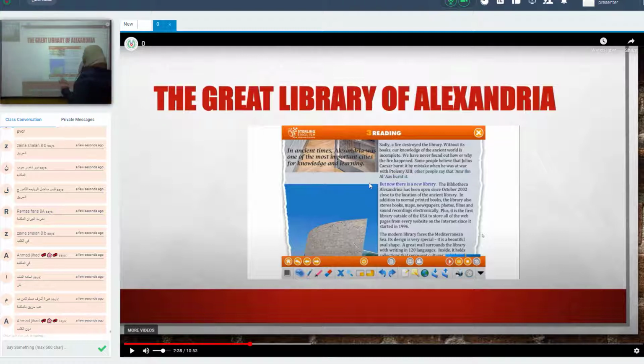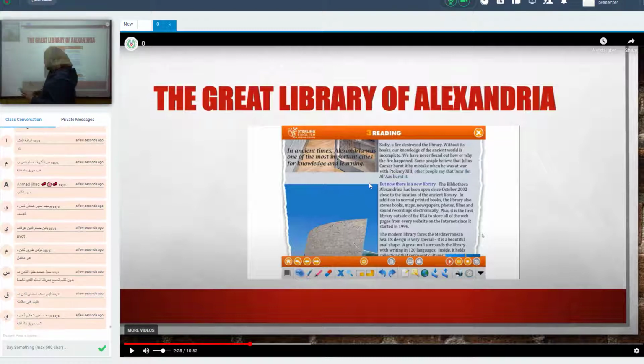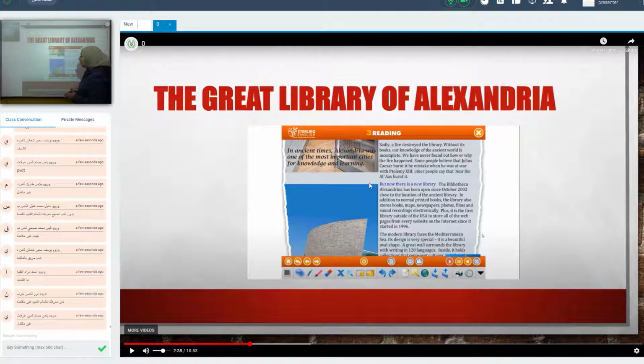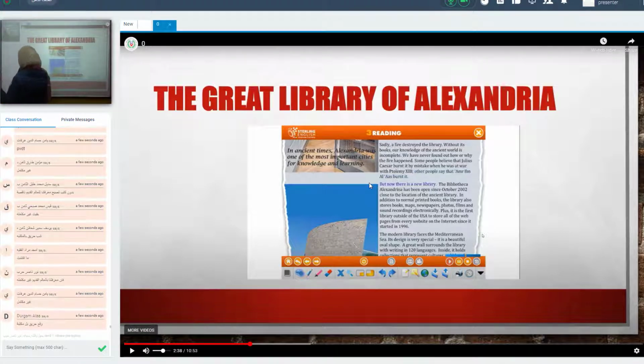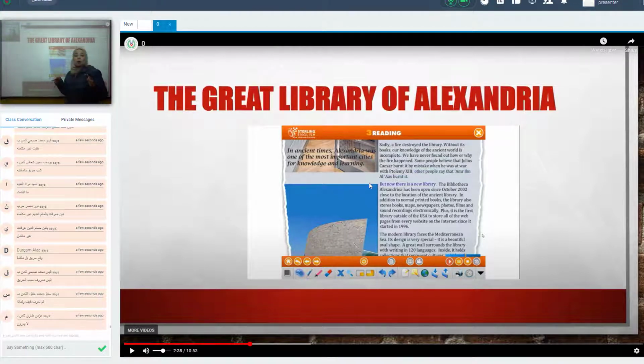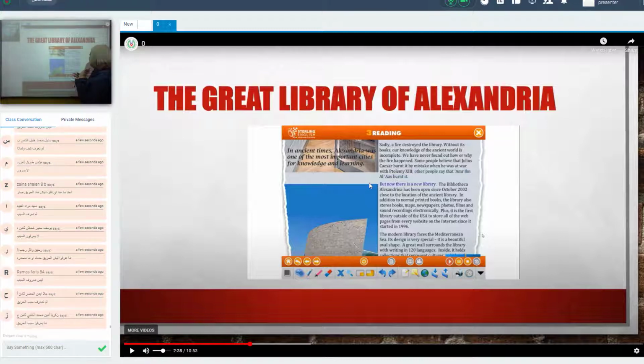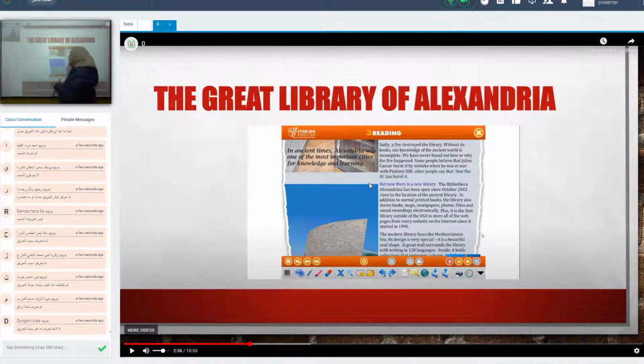Now, our knowledge of the ancient world is incomplete. We have never found out how or why the fire happened. No one knows what the reason for the fire is. What is the reason for the fire? No one. We have never found out how or why the fire happened.